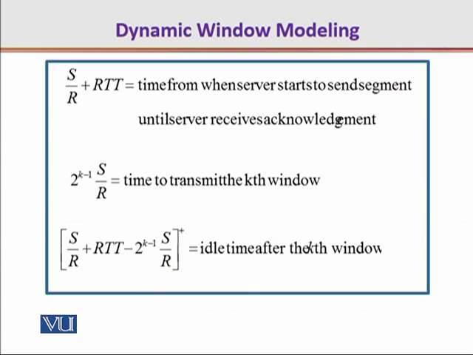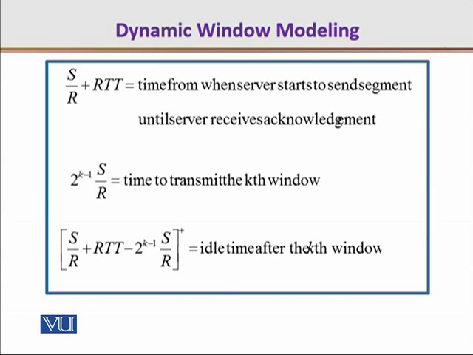So when we look at these expressions, the first one, that is S divided by R, is the segment transmission time. The round trip time is the time from when the server starts to send a segment until it receives an acknowledgement. 2 to the power k minus 1 into S divided by R is the time it takes to transmit the kth window. The idle time or the stall time after the kth window is represented by the expression shown at the bottom.